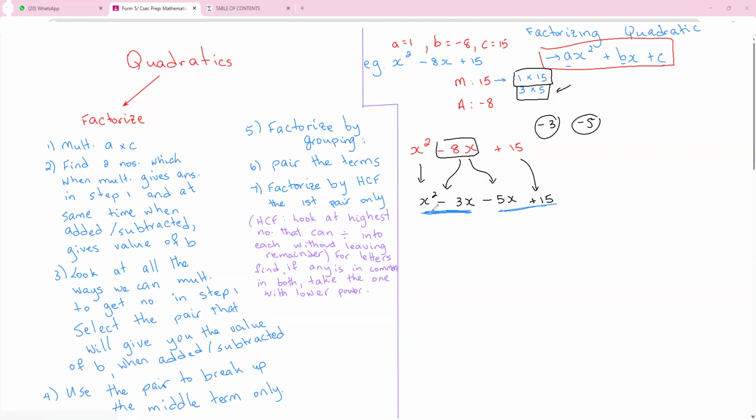So the HCF of the numbers will be 1. I don't have to put the 1 because it's understood. Pull out what's in common. I have x squared and x. So I pull out the one with the lower power.